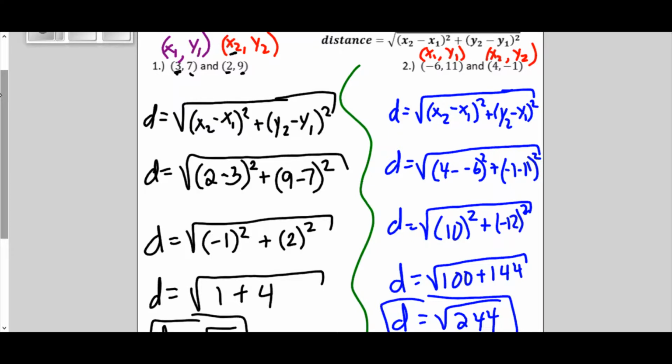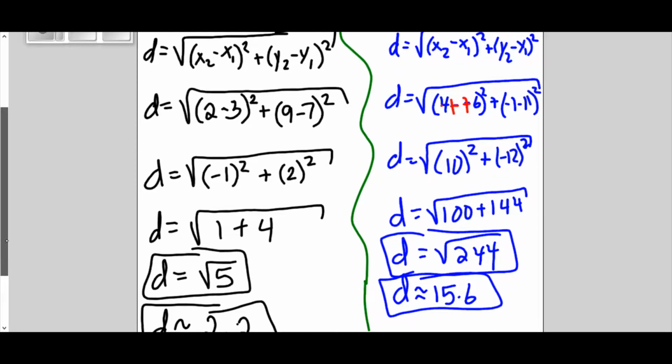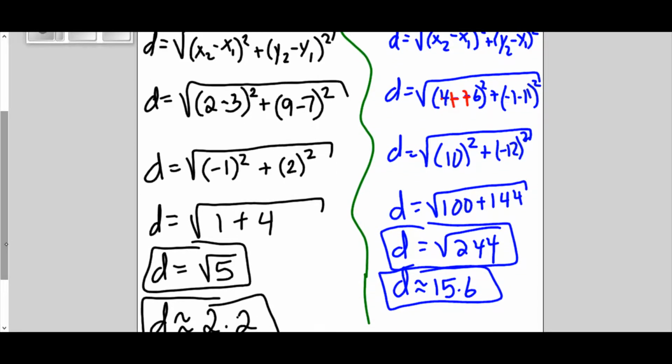Now, when we simplify inside the parentheses here, underneath the square root, 4 minus the negative 6, remember those negatives become positive. So a double negative makes it positive. So I'll do 4 plus 6, that gets me 10. And then negative 1 minus 11 is negative 12. And then just simplify this up. So this is 10 squared is 100, negative 12 squared is 144. So if you add those together, you get the square root of 244. That would be the exact answer. An approximate answer would be about 15.6.